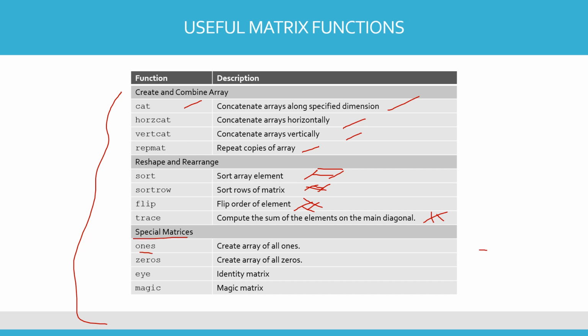Another special one is ones. Ones is basically you create a matrix that contains only ones: 1 1 1 1 1 1. So you have to insert the value for the size of the matrix. Zeros, of course, is the same thing, but it's 0: 0 0 0. Then identity matrix, remember about what is identity matrix and magic matrix. So these are the useful matrix functions that you can use.